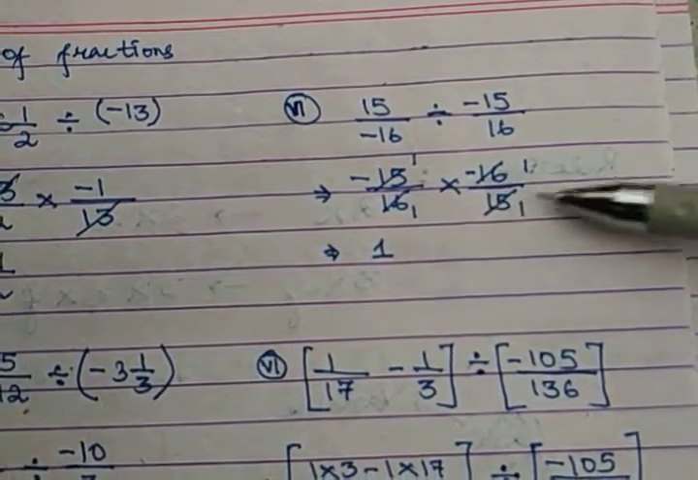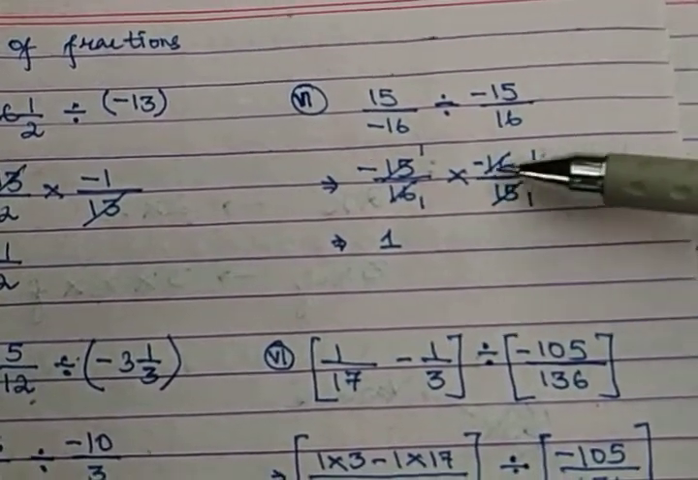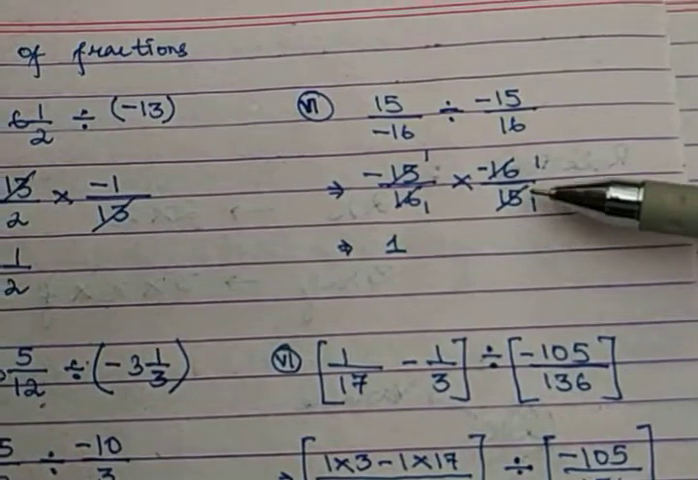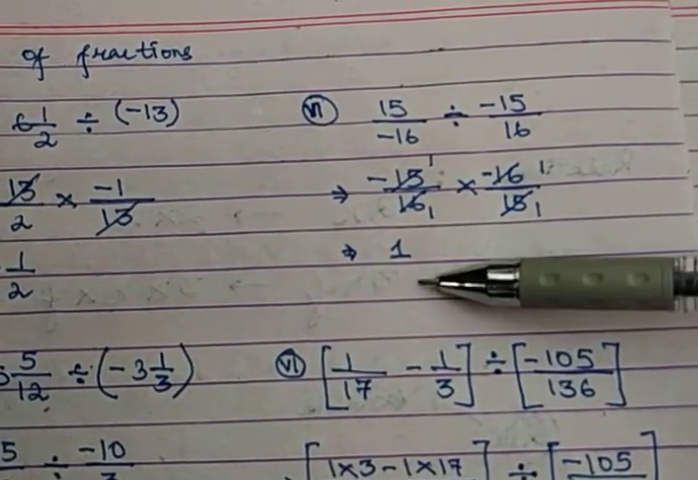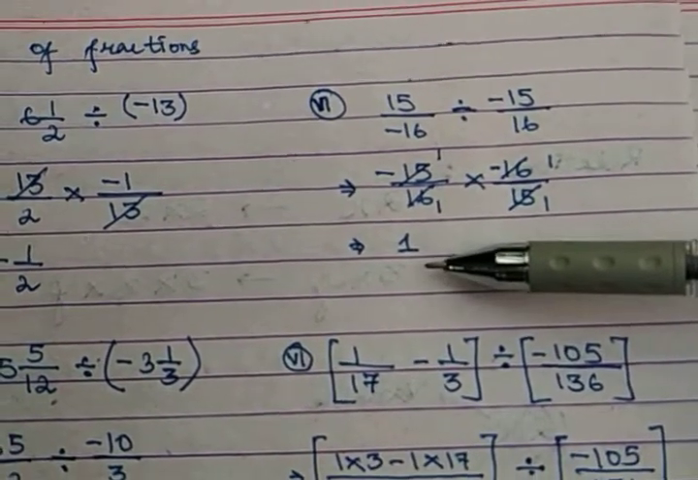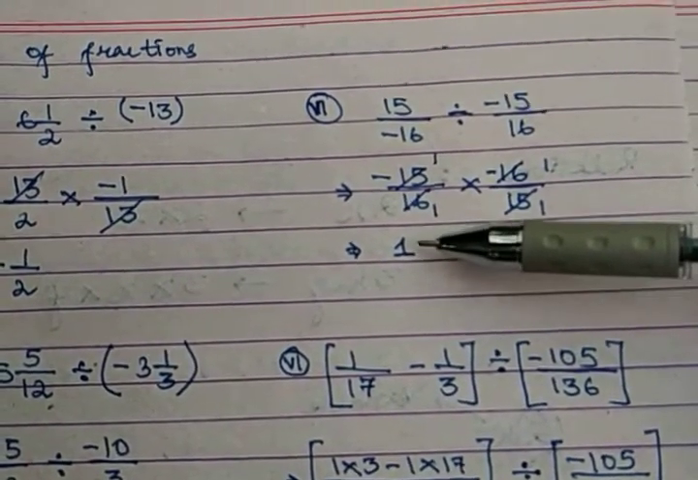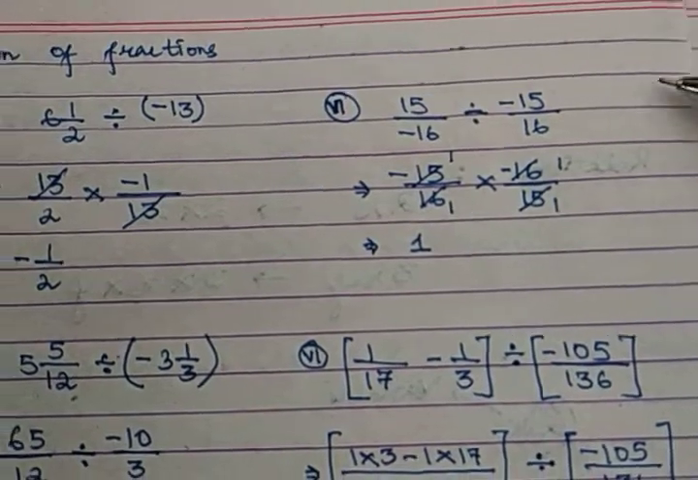The numerators and denominators can be cancelled. After cancelling all this, what I get is 1, 1, 1, 1. If you multiply 1 and 1, you will get 1. In the denominator also you will get 1. So no need to mention 1 in the denominator. We have learned that, isn't it? So you can just simply write your answer as 1.